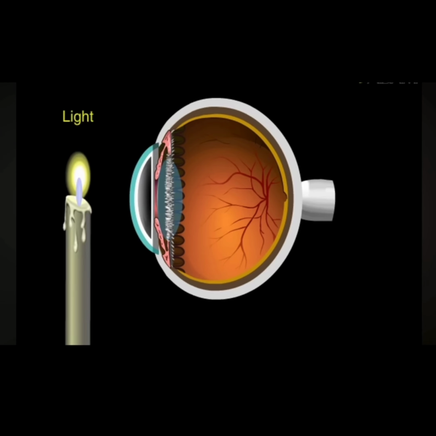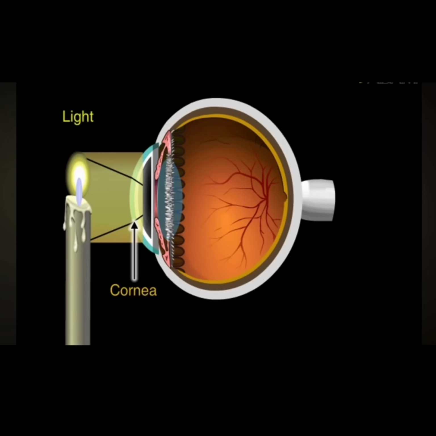Here the light first passes through the cornea, and we can see how light is transformed and converted into images. First of all, the light goes to the cornea, a clear dome-shaped structure covering the iris and the lens, the colored part of the eye. The cornea bends, or refracts, the light into the lens.